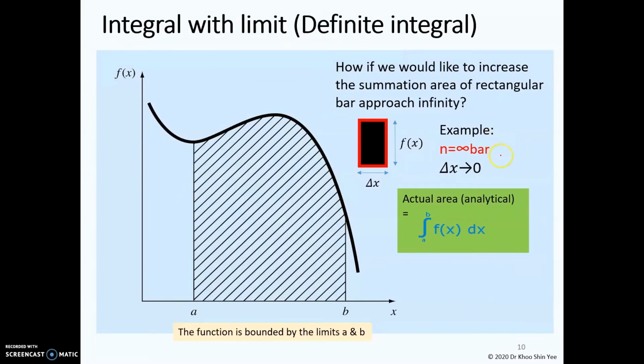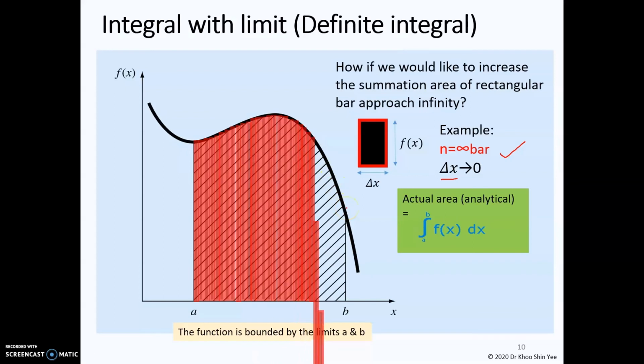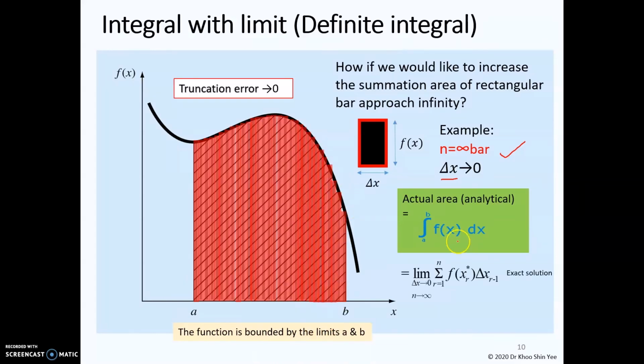Theoretically, if we can increase the number of bars to infinity, in this case, your delta x will approach 0. By using infinite bars under the curve, we can obtain the actual area under the curve. In this case, the actual area is computed by using the summation of all the infinite rectangular bars. If we are able to use this parameter, then we will obtain zero truncation error where the solution is exact.